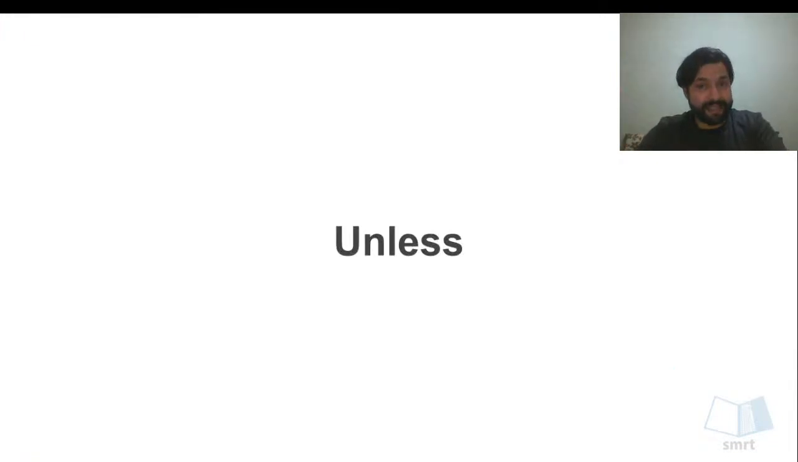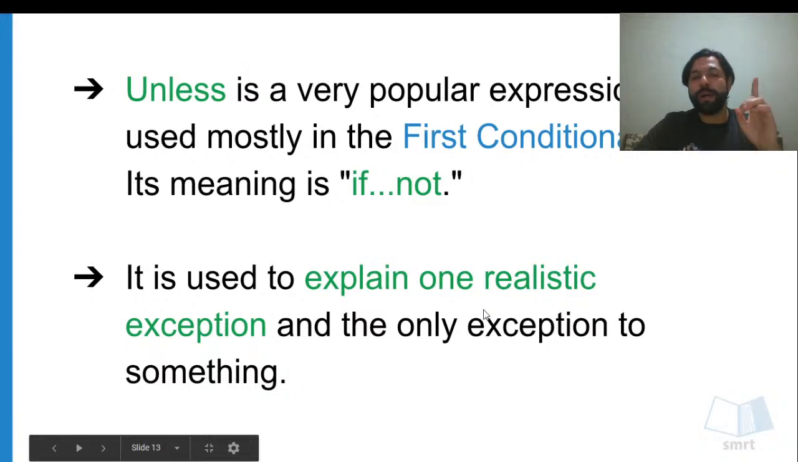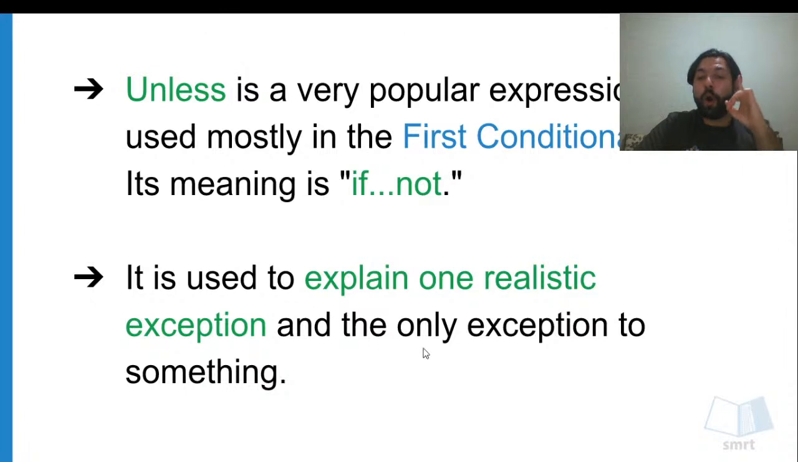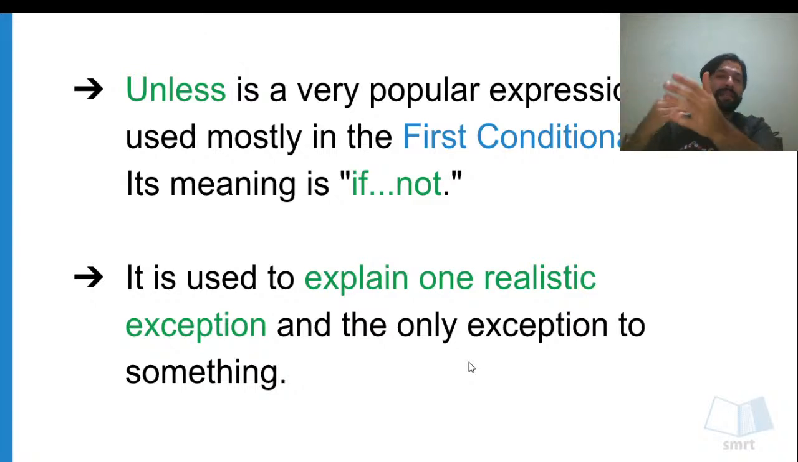Next, unless. Okay, unless, the idea is to bring an exception, basically. We use unless to explain one realistic exception, the only exception to something. So with even if, it doesn't matter, the condition is irrelevant. The result is the same. Here we have that the result is not gonna happen except for one thing. Or the result is going to happen except for one thing. So it depends on the context. Let's see the examples.